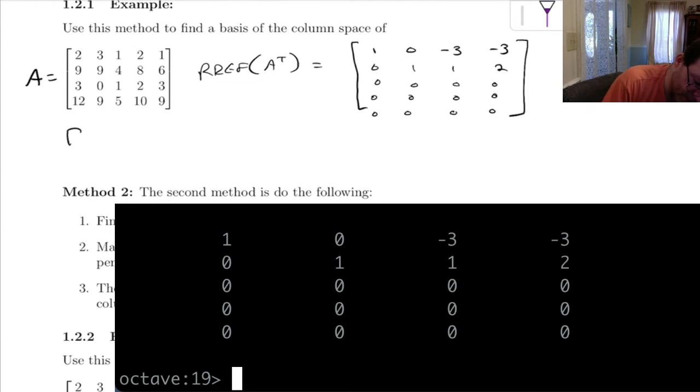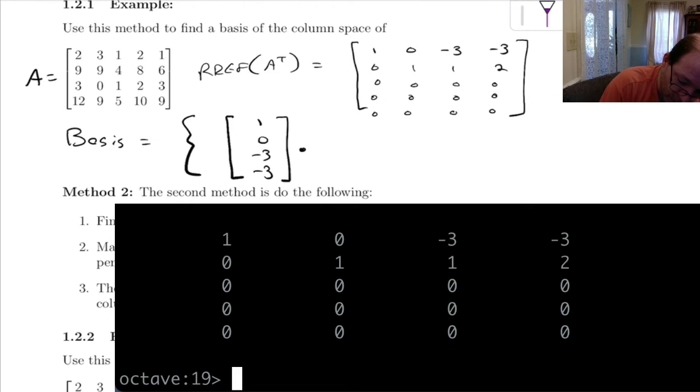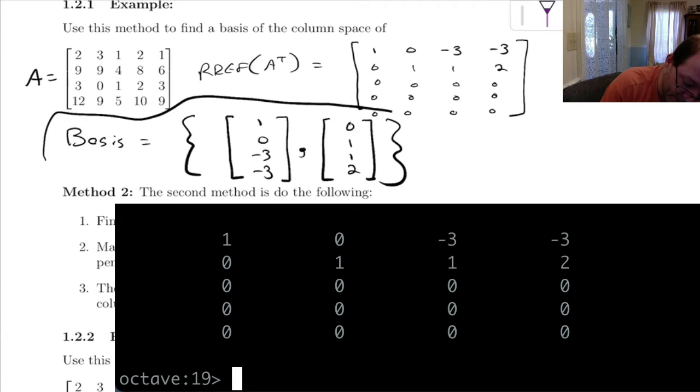So our basis is just, now I'm going to write these as column vectors because we're talking about a basis of the column space of this original guy here. So that's going to be 1, 0, -3, -3, and 0, 1, 1, 2. And that's our answer.